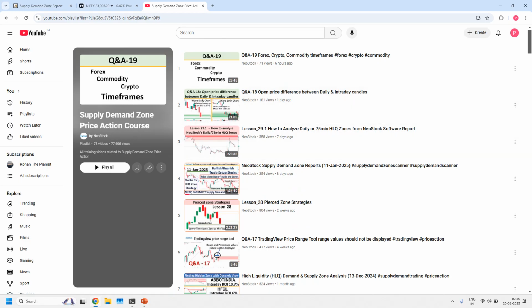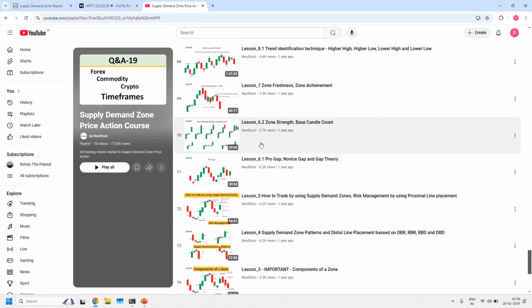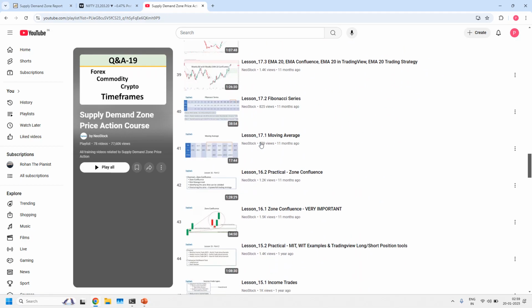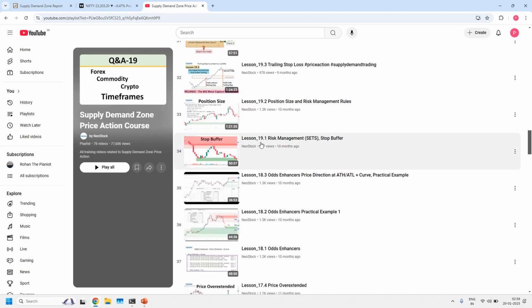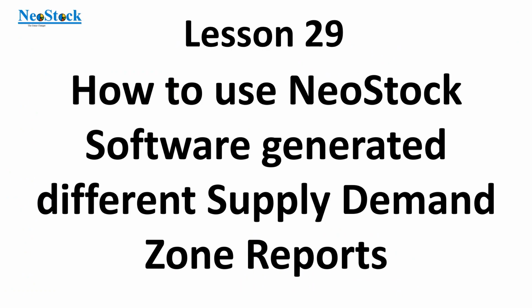Now we are at the Supply Demand Zone Price Action course. Here you have all the training lessons available. You just need to scroll down to the bottom of the page. Here, starting from lesson 1.1, all the training lessons are placed in order. So please go through all these lessons one by one. And then you get into our lesson 29. Okay, what is this lesson 29? This is about how to use different supply demand zone reports generated by the NeoStock software.